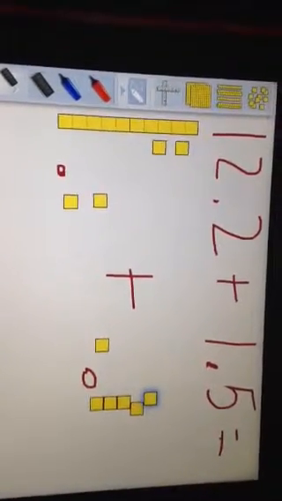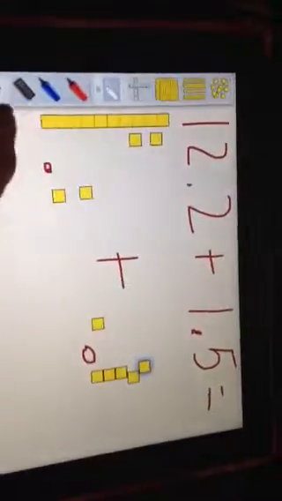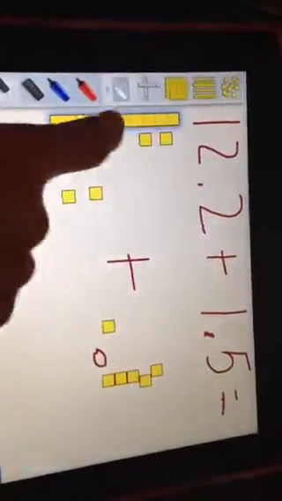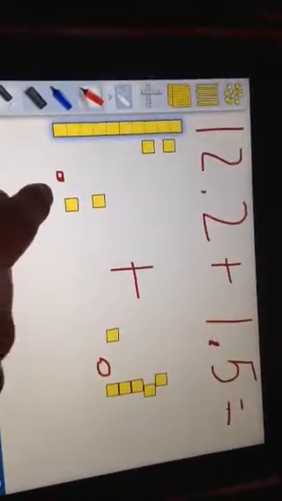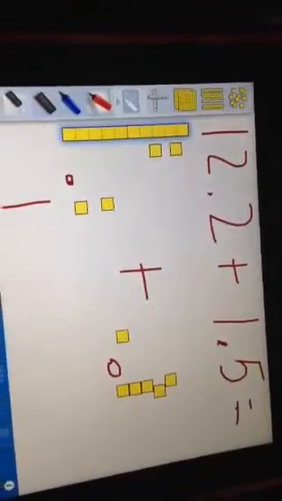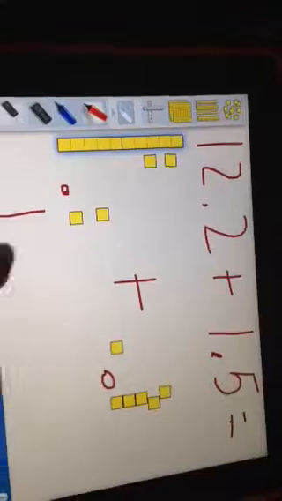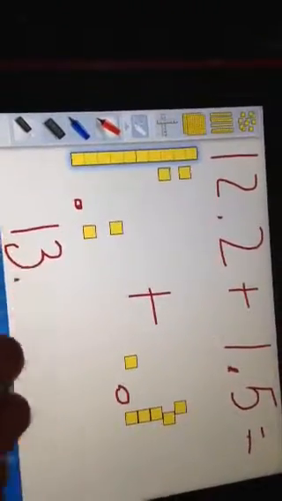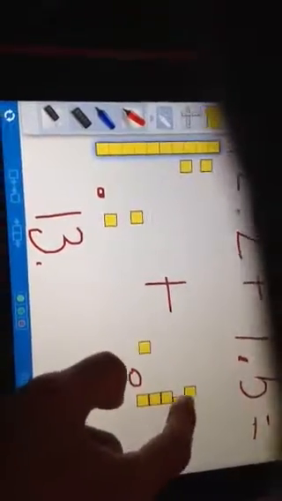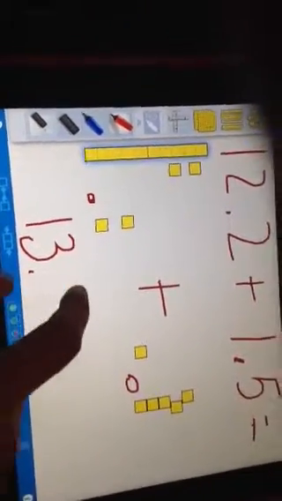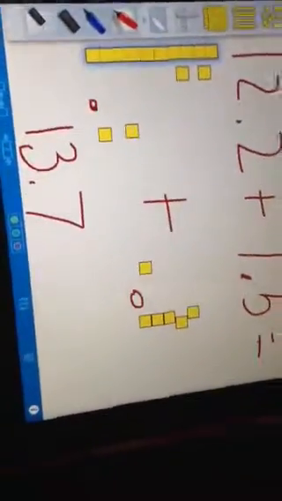So we're going to look at this and we're going to count up because we're adding. So we have one big tens position. So we know that the tens position is 1. Okay, well, we need to count out the ones position. So we see 1, 2, 3. So we see 13. Well, we need to count out the decimals too. So 1, 2, 3, 4, 5, 6, 7. So we know that's 13.7. That's our answer. Okay, easy peasy.